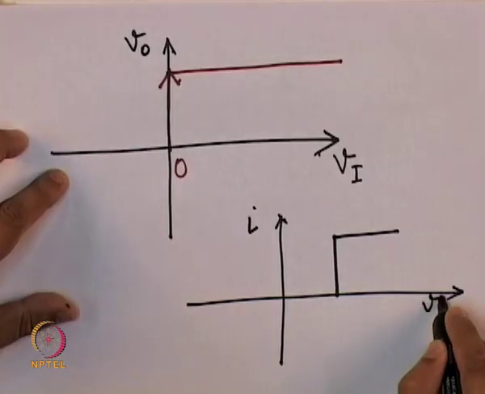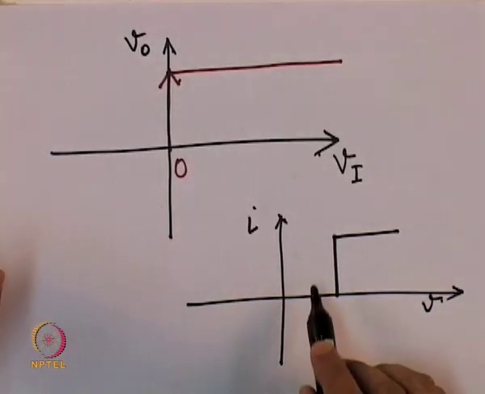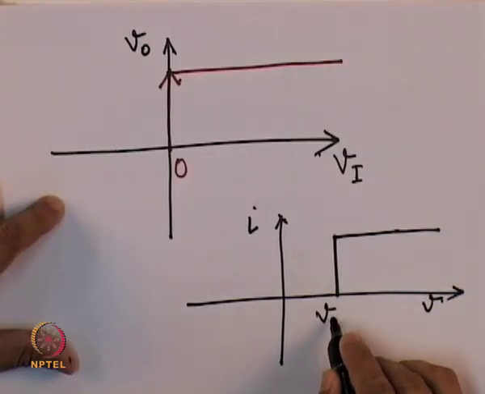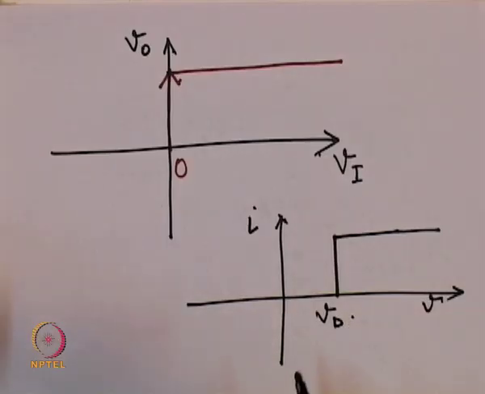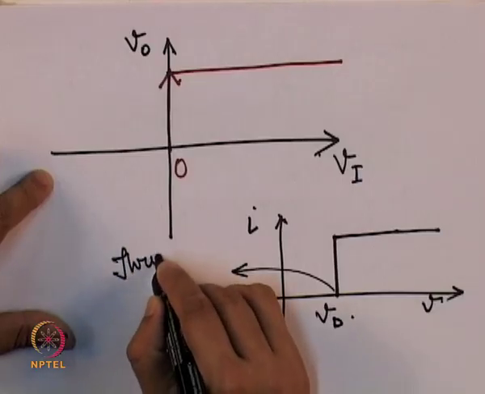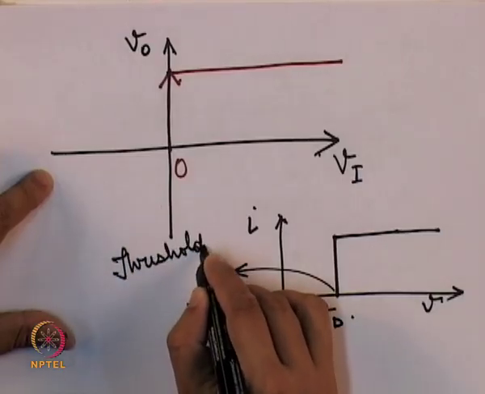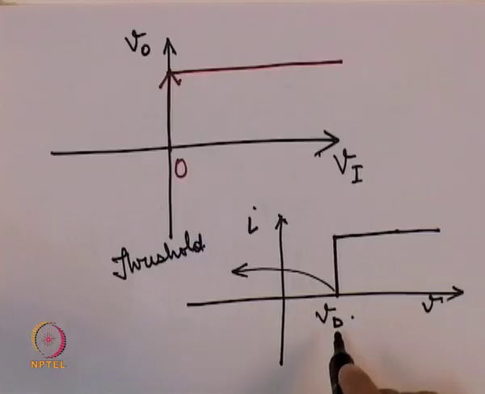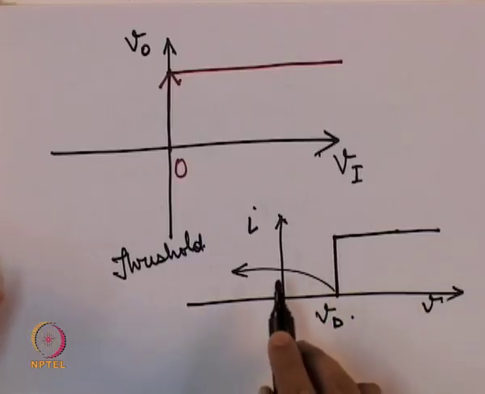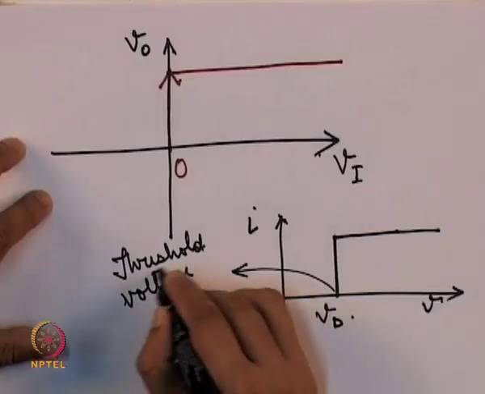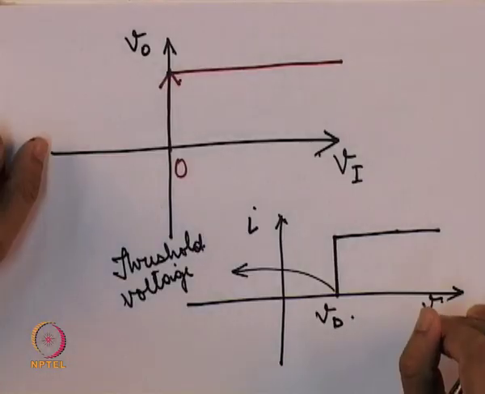If I draw a graph between the current and the voltage of the diode, then at a certain voltage which I call the threshold voltage, it starts conducting, that is, there is a finite current, and below this threshold voltage there is no current. Now, even this is somewhat difficult to achieve actually.